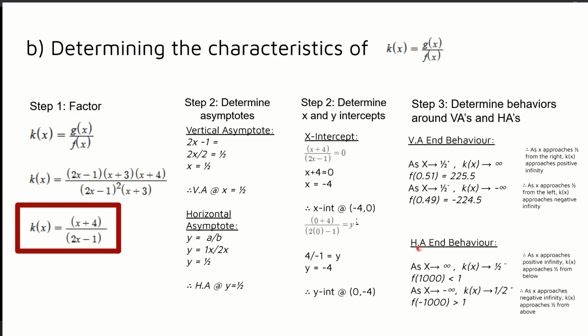For your horizontal asymptote and behavior, it's the same thing, but since it's your horizontal asymptote, I don't even know why we just use 1k to represent infinity. So infinity is represented as 1000 and negative 1000 to represent negative infinity. So same thing, put that into your equation, and if your number is either greater than 1 or less than 1, it will determine whether your function approaches your horizontal asymptote from above or below.